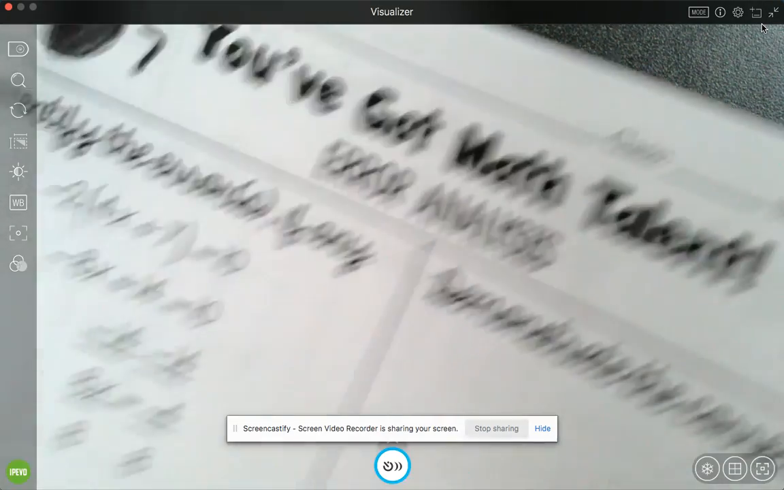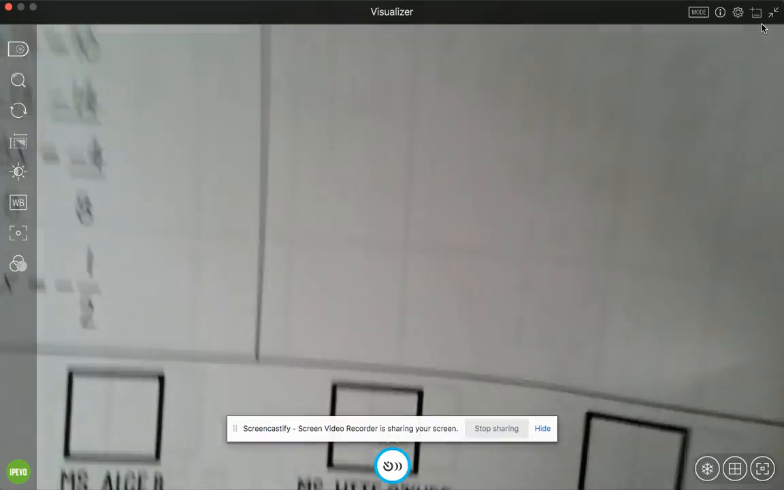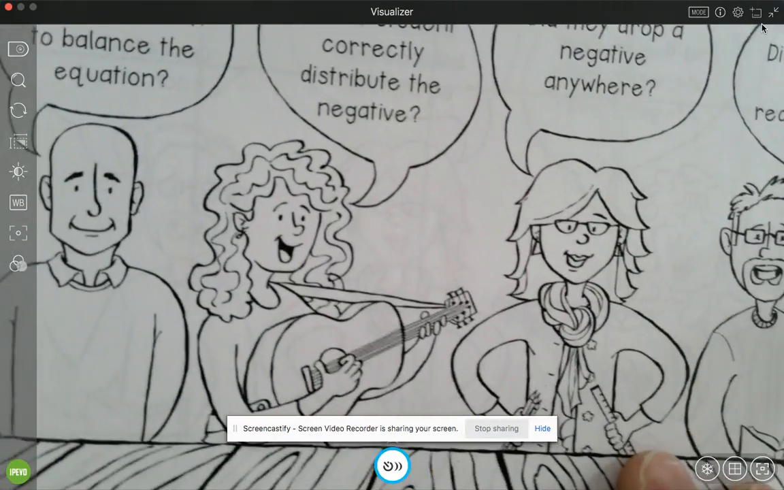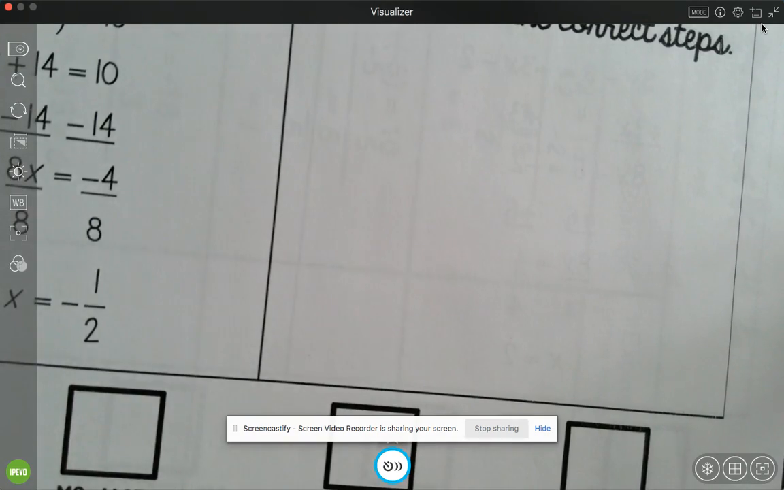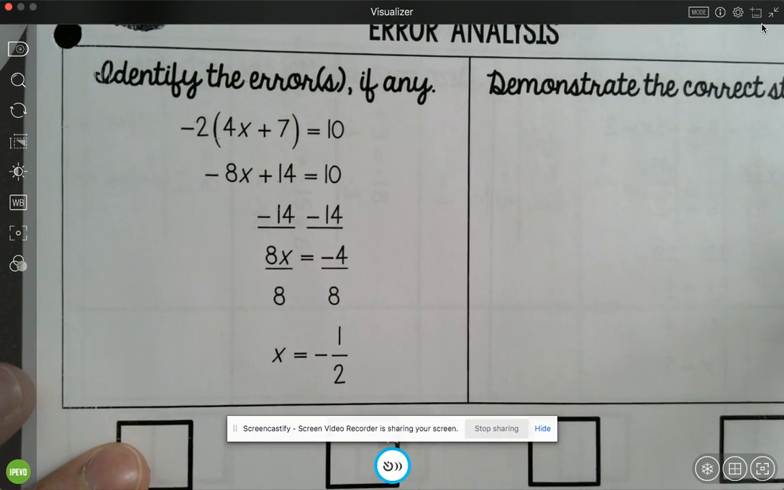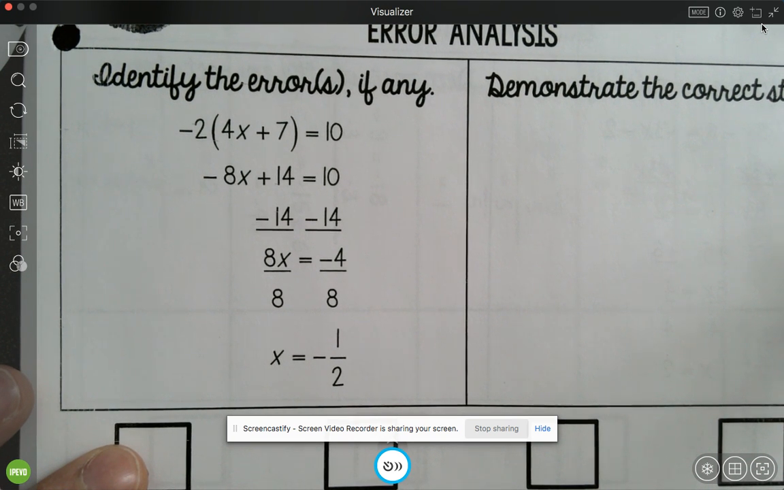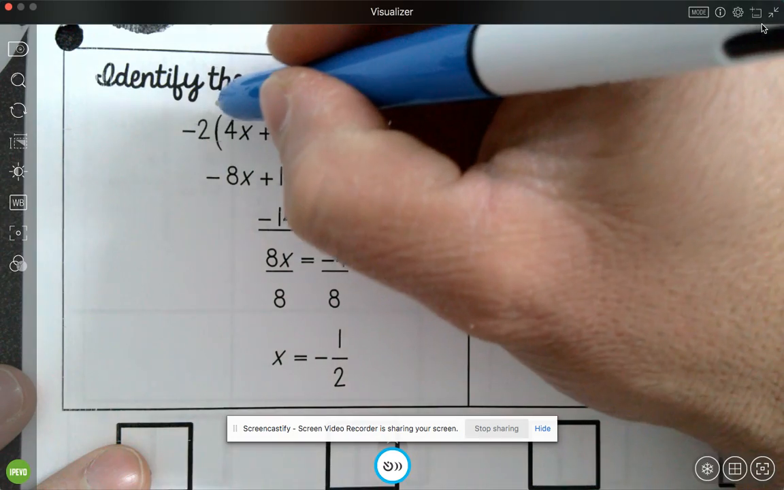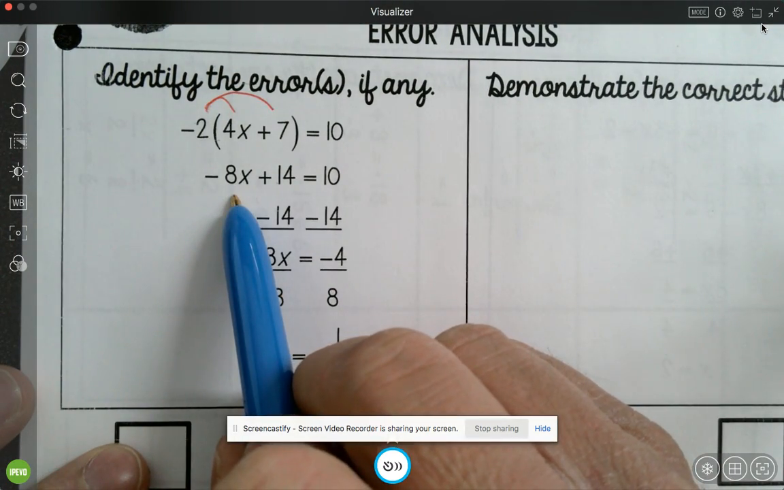All right, let's do one of these. Let's do number 7. So you have these interesting teachers at the bottom telling us different errors that they made. So let's see, number 7. Identify the errors, if any. So maybe there's not any errors. So let's take a look here. So distribute, negative 8x seems about right.